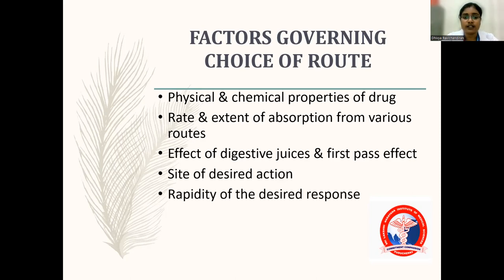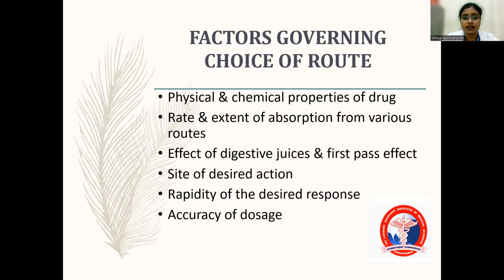Next is rapidity of the desired response. So in which route it can be absorbed rapidly, that is the rapidity of the desired response. Next is accuracy of dosage. So according to the route, you can correct the accuracy. For example, for IV route, you can calculate the accuracy of the dosage and give it correctly, because not even a small amount of drug is wasted in IV.